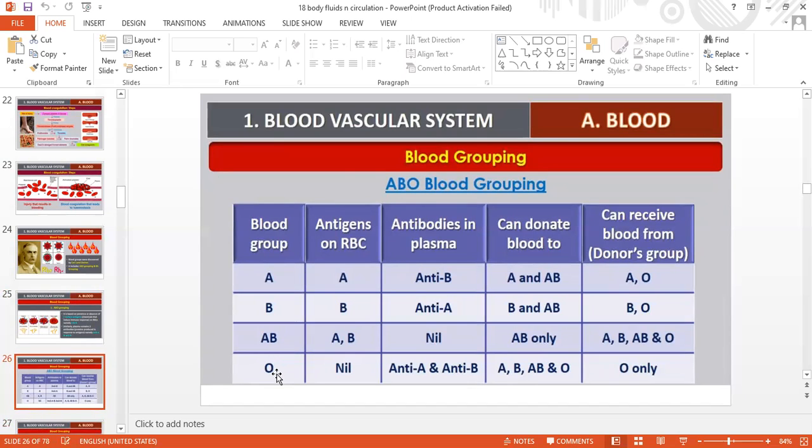The last blood group, that is blood group O, does not have any antigen on the RBC. Rather, they have both the antibodies in the plasma. They can donate blood to a person having blood group A, B, AB, and O. So they are universal donor but cannot receive blood from anyone except O.